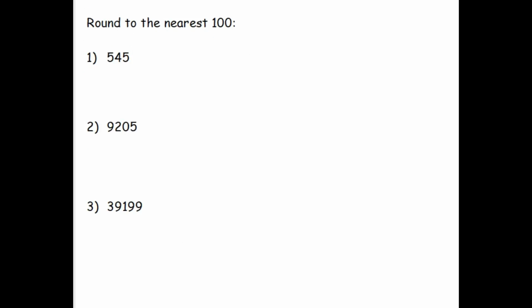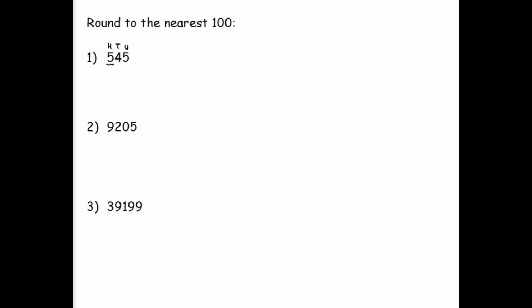Okay, next few examples then. So round to the nearest 100. So number 1, we have 545. So the method stays exactly the same. We want to find our place value that's given in the question. So we're rounding to the nearest 100, so we find our 100s column. So we've got units, tens, hundreds. So our 5 is our hundreds column.